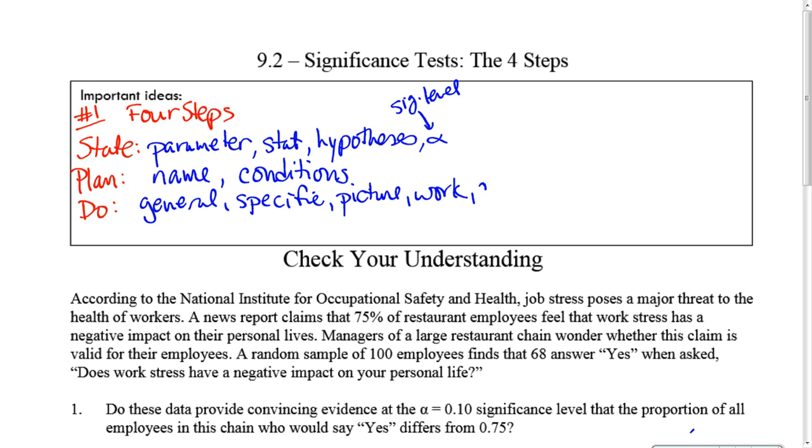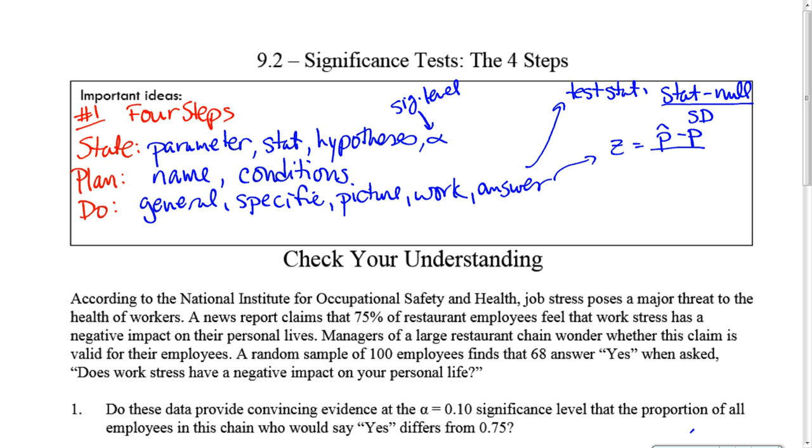Your answer is going to be twofold. You've got your test stat, which is going to look a lot like your z-score. So again, it's going to be our stat minus our null divided by your standard deviation. And then you're going to go through and do the math. And so in this case here, for proportions, it's going to be p hat minus p, all divided by our standard deviation, remember, which is p times not p all over n, and then the square root of all that.